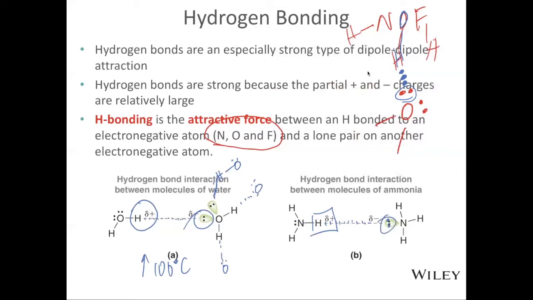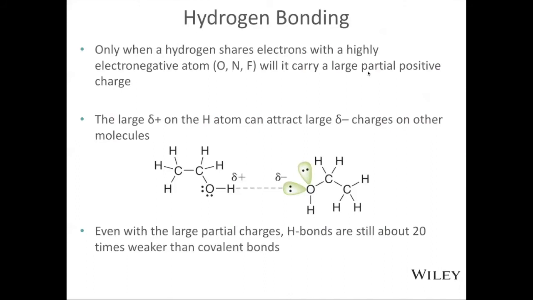It's definitely crucial in organic chemistry, but remember, we always need NOF. So only when hydrogen shares its electrons with a very electronegative atom like NOF will it carry that large partial positive charge. So the large partial positive charge on the hydrogen can attract the partial negative charges of other molecules, specifically of lone pairs, as you see here. So it doesn't just happen with water and ammonia.